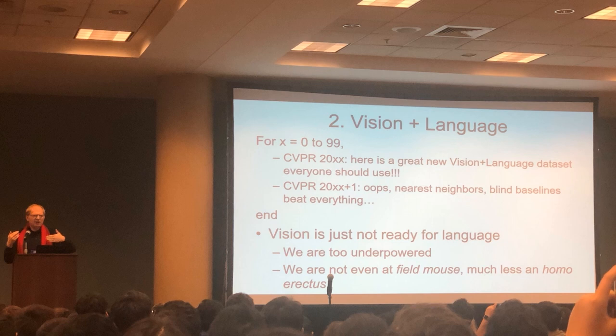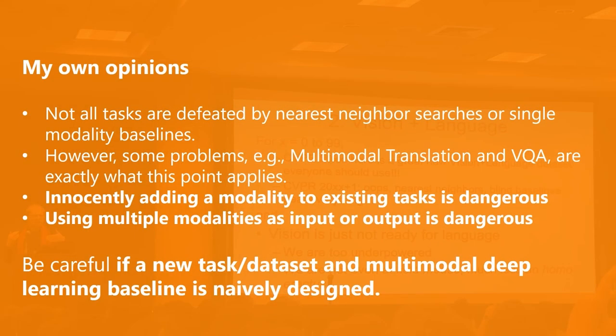In one of these years, some new version of a vision language dataset is proposed, and a new benchmark, a new task is proposed. The next year, the same level of accuracy in comparison to the baseline of the last year is achieved with nearest neighbor or with only one of these modalities. In his opinion, vision is not yet as well grounded to symbols as language. I'd like to add my own opinion that blind baselines of nearest neighbor search and single modality are not strong in all tasks. So this is a little bit of an exaggeration, but caption translation is exactly the kind of task that the professor is referring to.